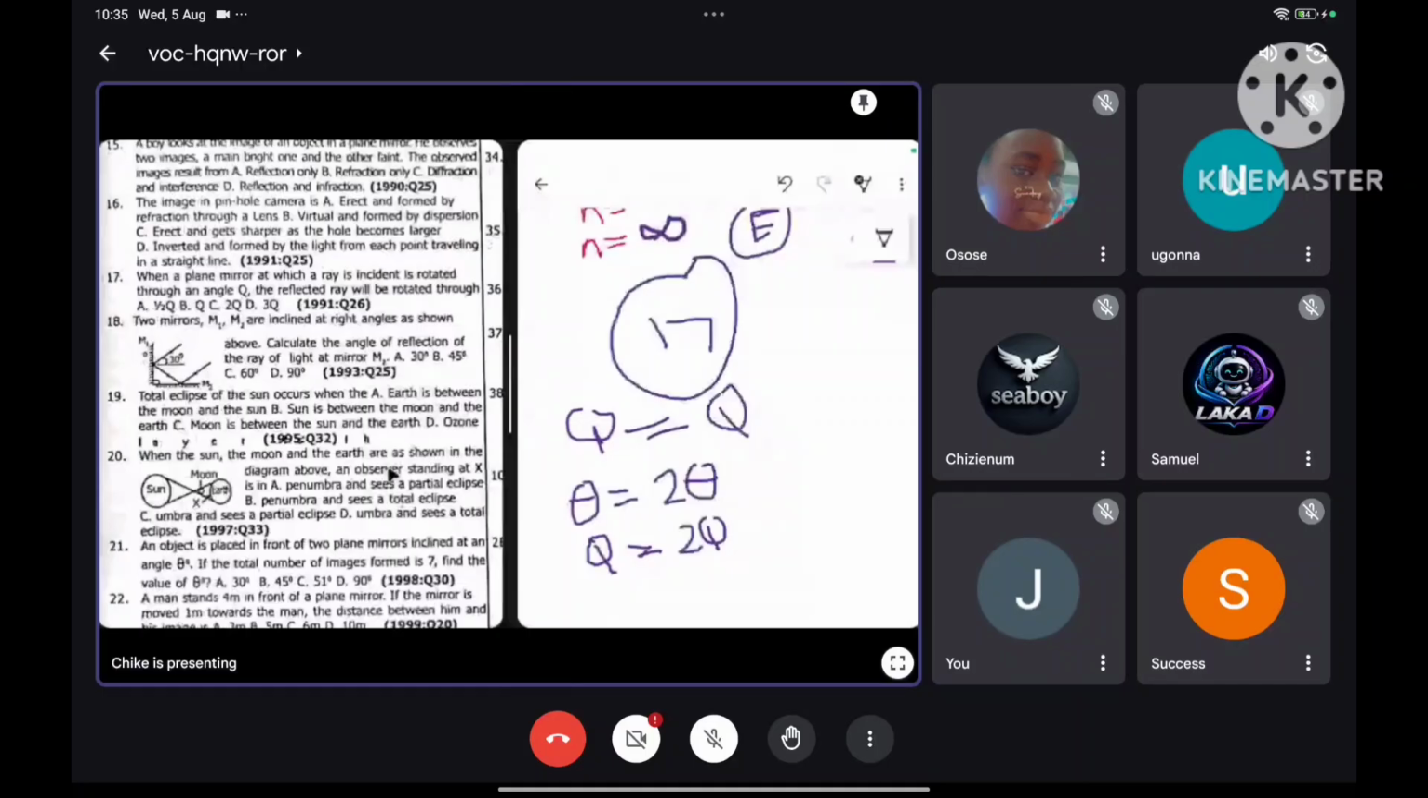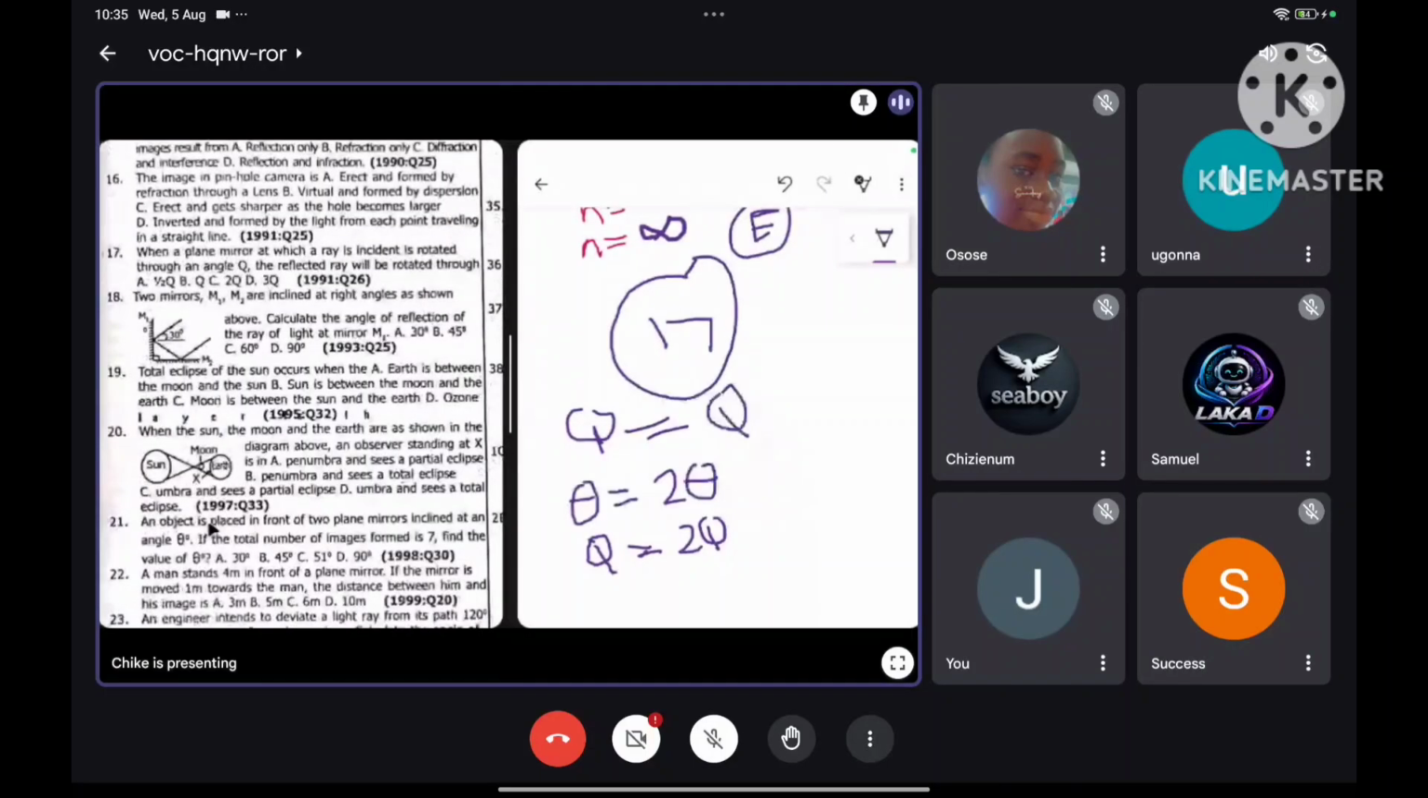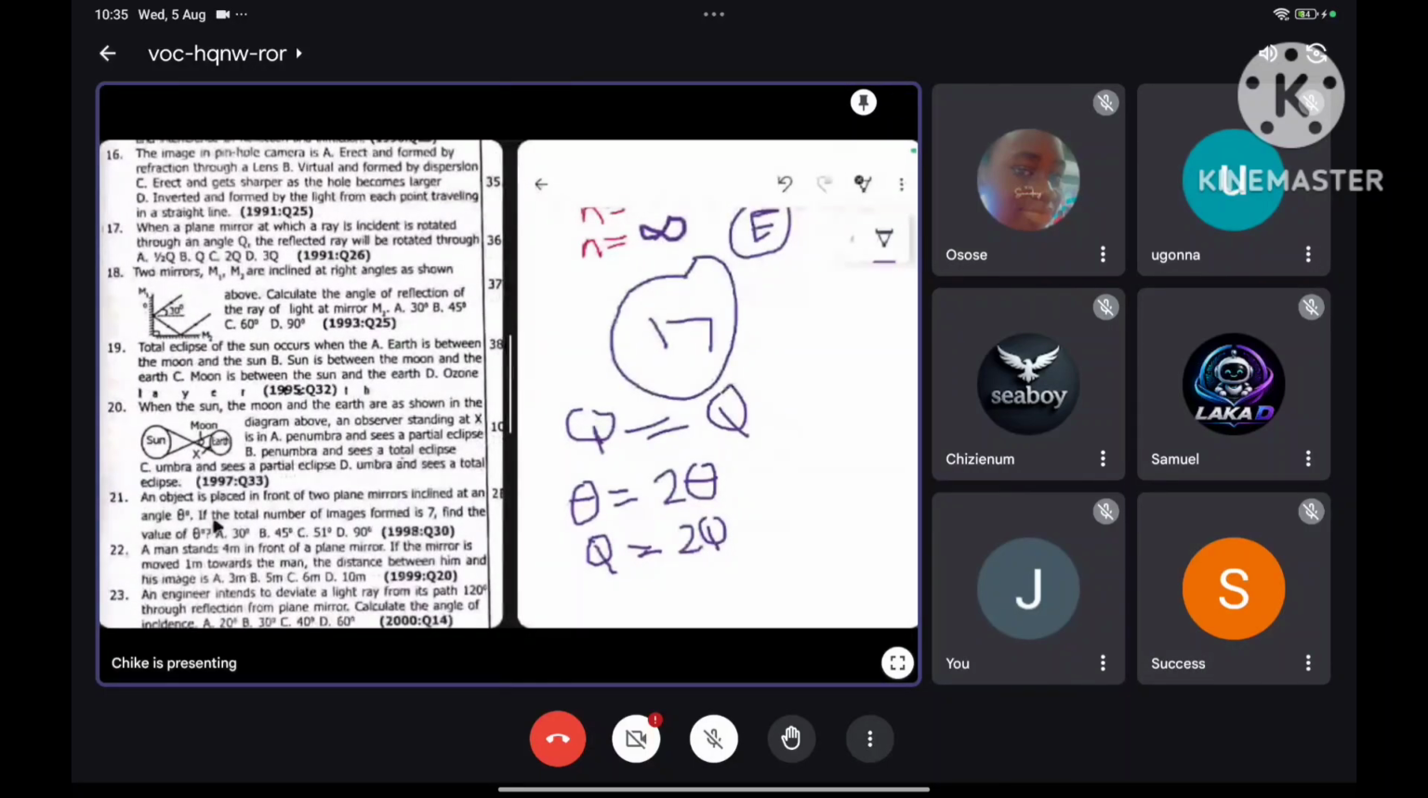All right. Now, please, let's solve 21. An object is placed in front of two plane mirrors inclined at an angle theta. If the total number of images formed is 7, find the value of theta. So this should be easy. It should be found.